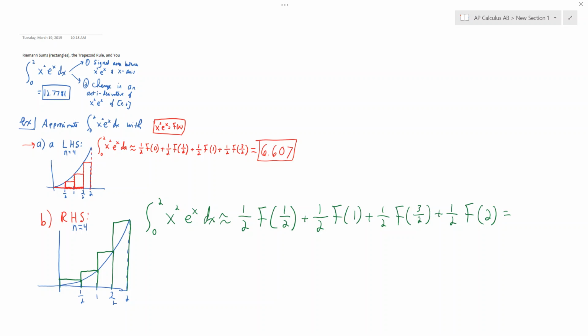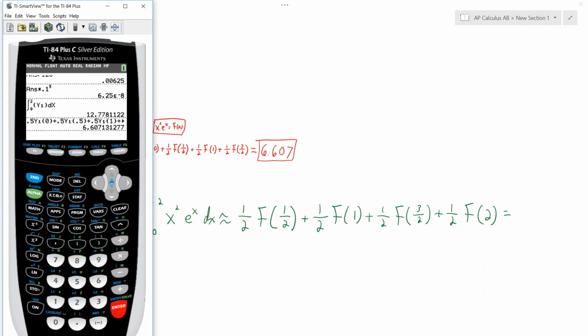So we got a half y1 at a half, plus a half y1 at 1, plus a half y1 at 1.5, plus a half y1 at 2. That is 21.